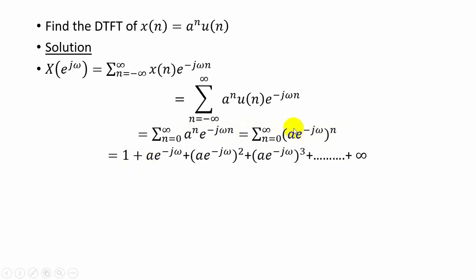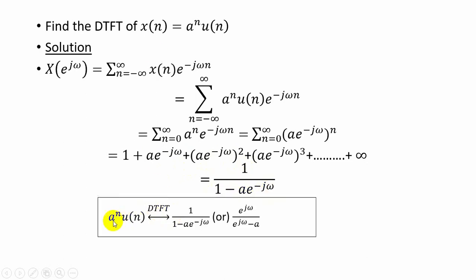Expanding the summation, n equal to 0 gives 1. When n is equal to 1, a into e power minus j omega. When n is equal to 2, a into e power minus j omega the whole square. Likewise, it goes on. We know that 1 plus x plus x square plus x cube, etc., up to infinity, is equal to 1 by 1 minus x. So we can rewrite this expression as 1 by 1 minus a into e power minus j omega. So the discrete time Fourier transform of a power n multiplied by the unit step sequence is equal to 1 by 1 minus a into e power minus j omega, or it is equal to e power j omega divided by e power j omega minus a.